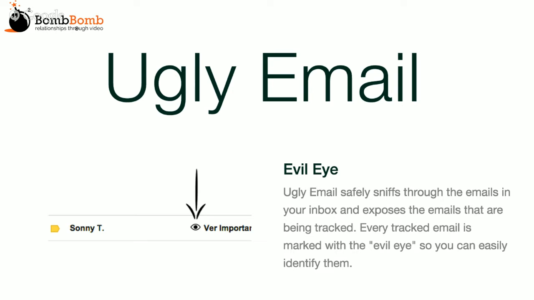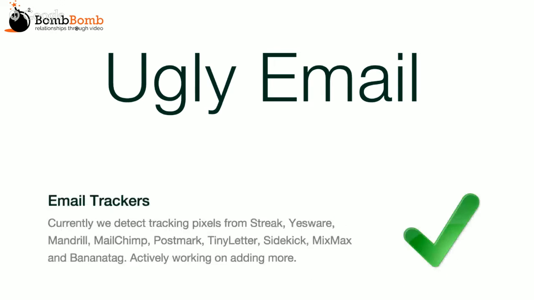And Ugly Email will find the emails that are being tracked, and it puts this little eye. You see this here on the screen? It puts this little eye next to your emails in the inbox. And when it puts that eye there, that means if you open that, that person's going to be notified that you opened that email. So if you know you can't get to someone and you see that eye there, just don't click on that email, and it's going to save you some harassment.